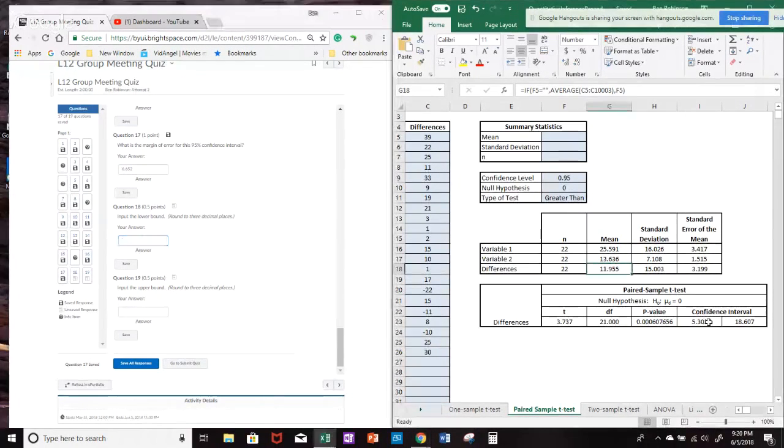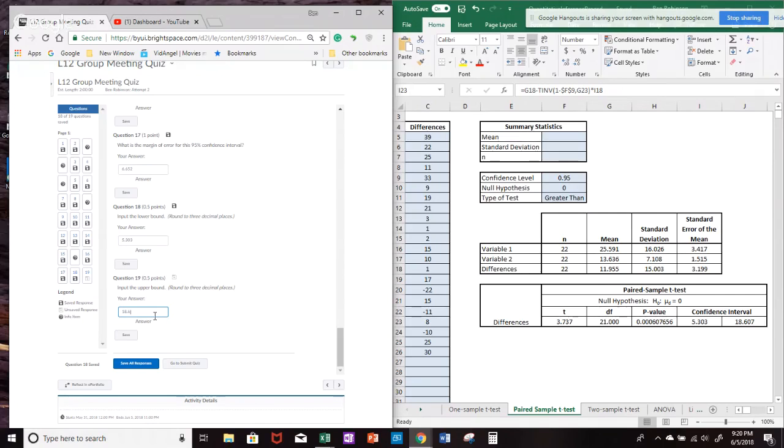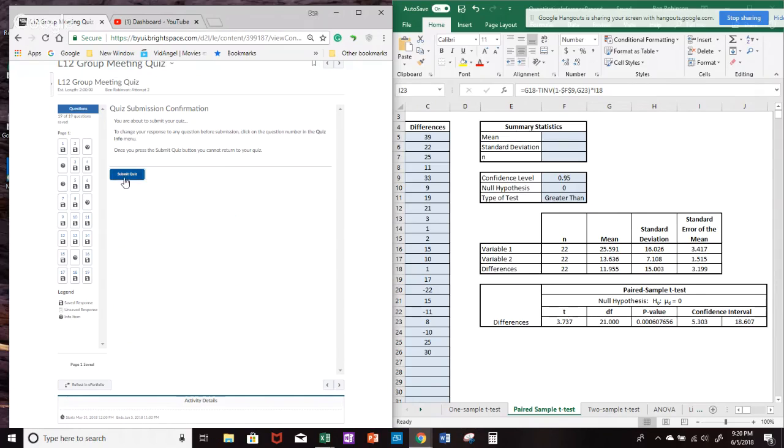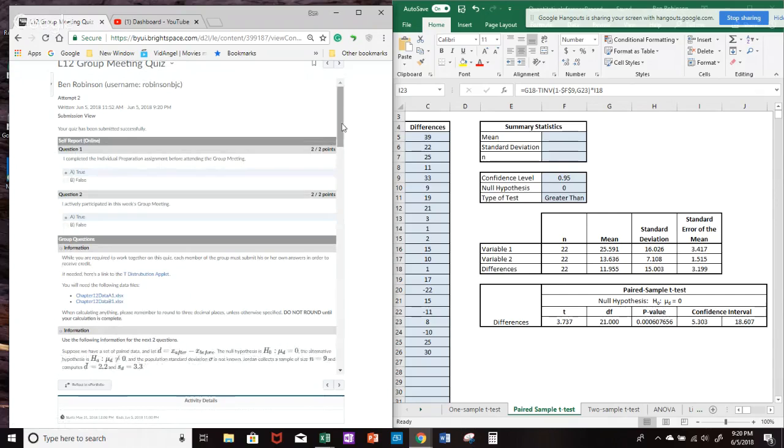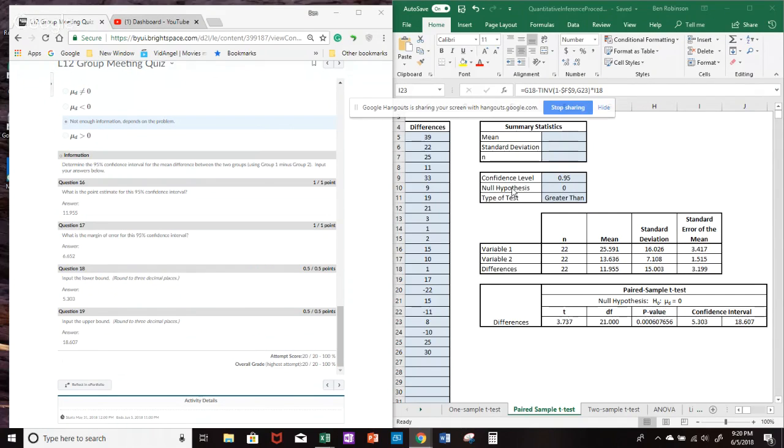So the lower bound of the confidence interval is right here, the 5.303. And our upper is the next one, 18.607. Yes. All right, we ready to submit here? Ready. Yes. Okay. Awesome. Great.